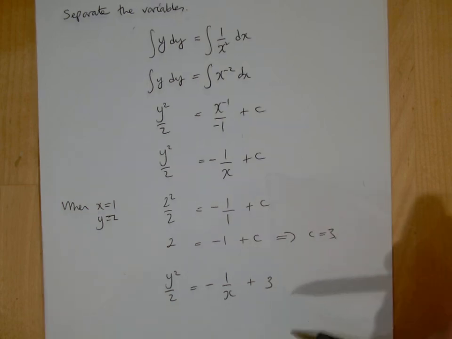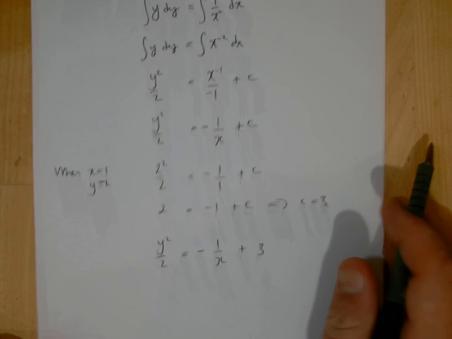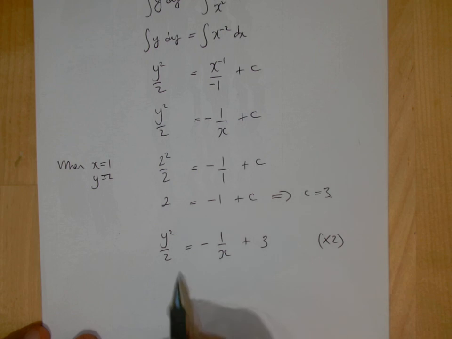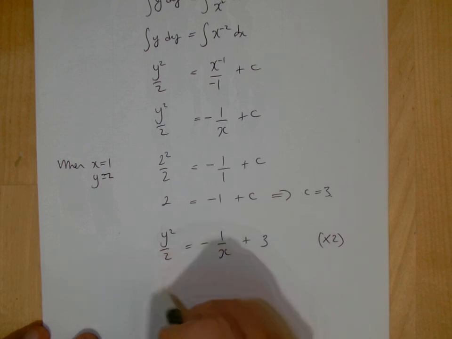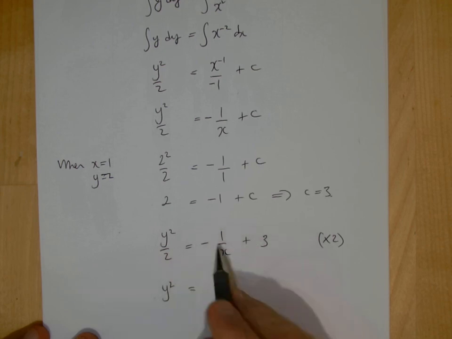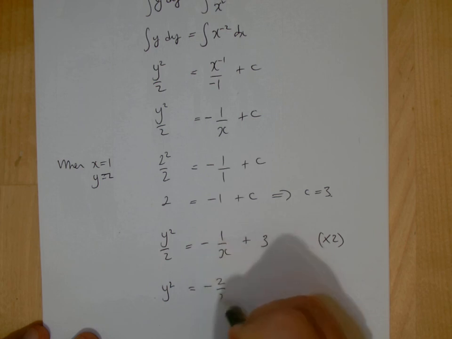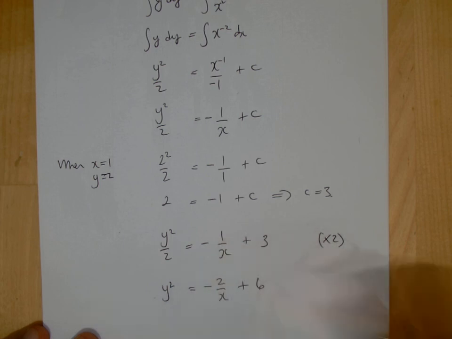Now that's fine as it is there. You might want to make this look a little bit nicer, so what you could do is times through by 2. If you think about that, half of y squared, if you double it, it just becomes y squared. Times that by 2, minus 1 over x becomes minus 2 over x, and then 3 becomes 6. So that might just look a little bit nicer.